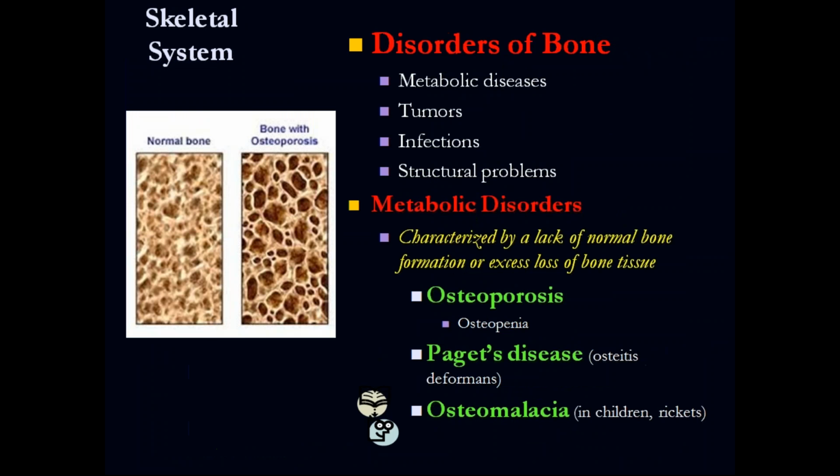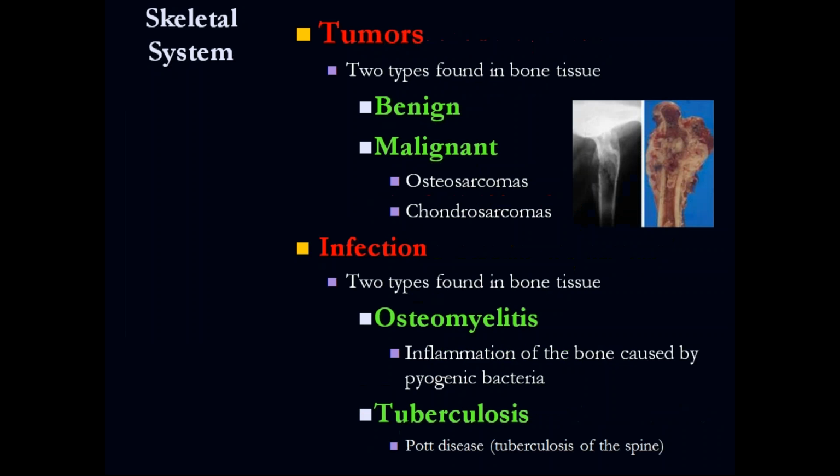Okay, so osteomalacia, a bone disorder, is in adults. In children, it's called rickets. Osteomalacia is in adults, and in children it is called rickets. We have another pathology. The benign one is osteoma, and the malignant is called osteosarcoma. Sarcoma means cancer of the connective tissue.